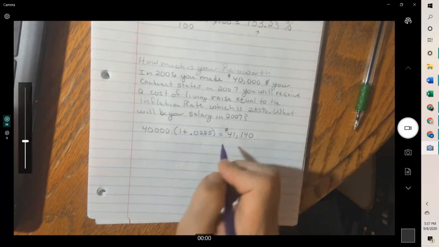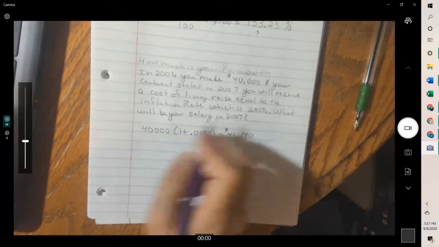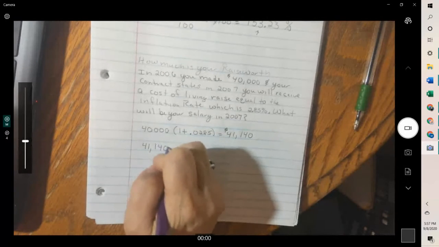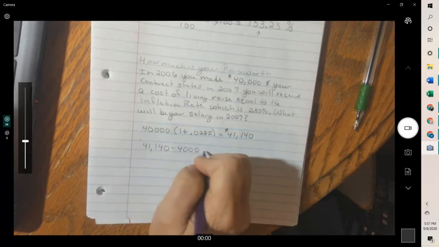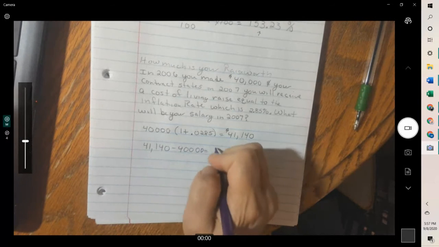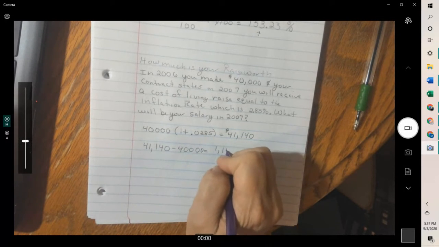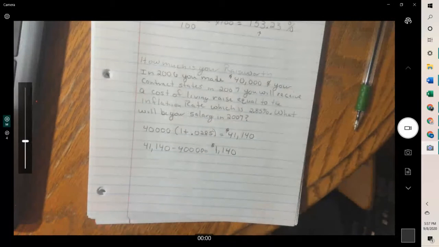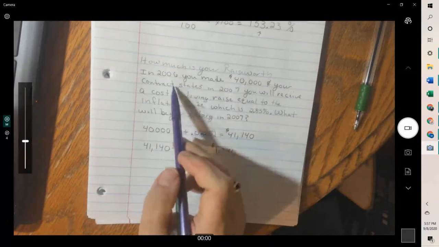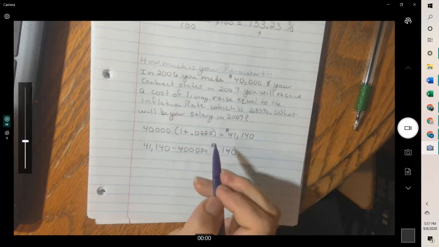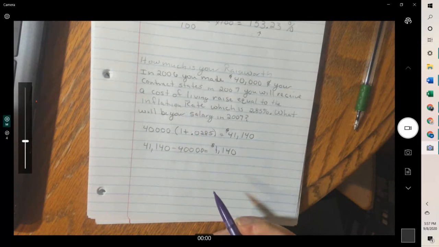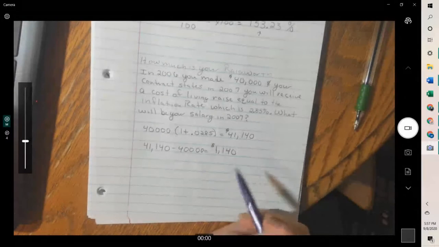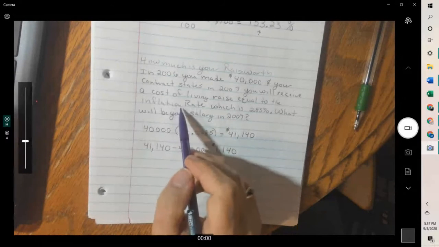If we want to find out how much our raise was, how much more money we're making, we're making $1,140 more than we did the previous year. So what are you going to do with that extra $1,140? Absolutely nothing, because you match the inflation rate.